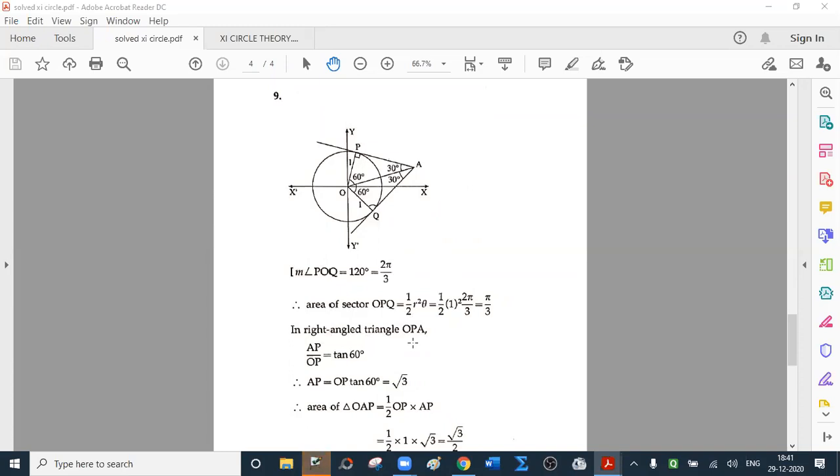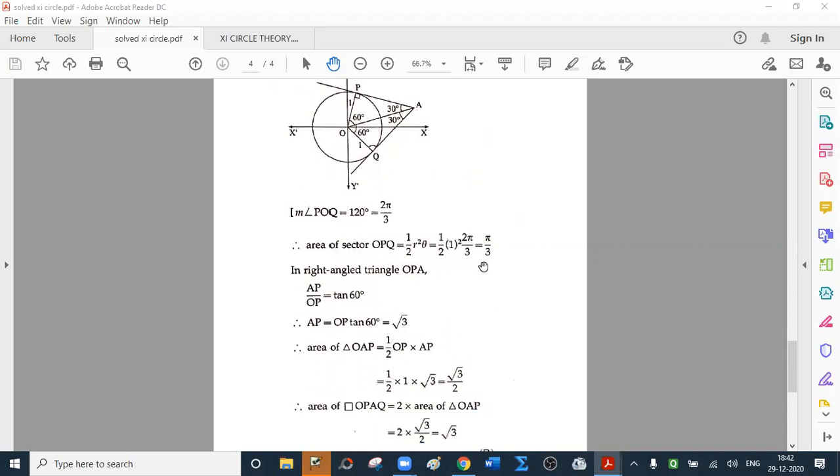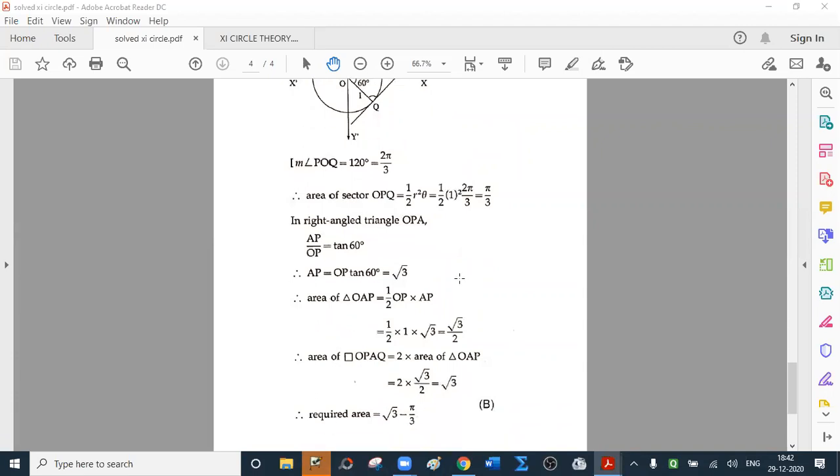Now in right angle triangle OPA, what is tan 60? AP upon OP. So AP is nothing but OP tan 60. Now this is a unit circle, so OP is 1, so root 3. So we can get the area of triangle OAP, which is root 3 by 2. So what is the area of this quadrilateral? Root 3 by 2 plus root 3 by 2, that is root 3. So what is the required area? Root 3 minus pi by 3.